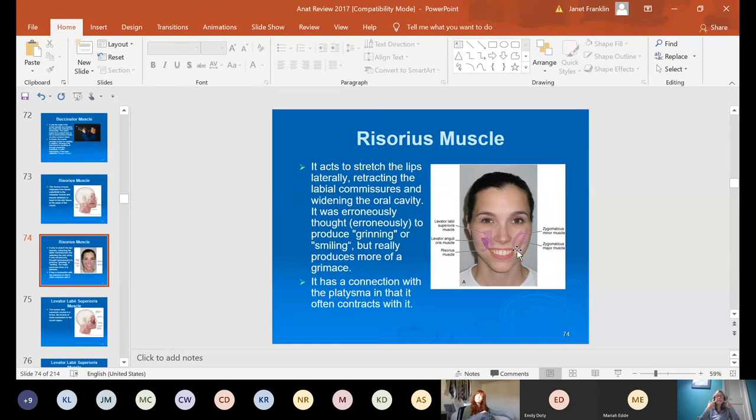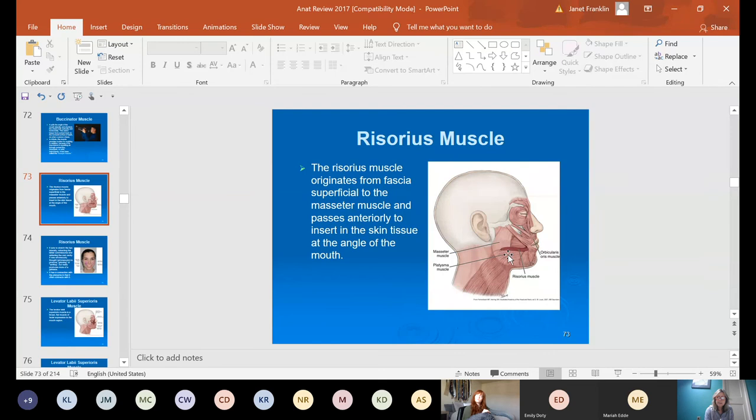or grimacing. It has a connection with the platysma in that it often contracts with it. So if you look at these two muscles, this risorius muscle looks like it sits right on top of the platysma muscle. So we know which one is the platysma. It's this big, huge muscle that runs down like this. And if an arrow is pointing to the one right above it, that's your risorius muscle.